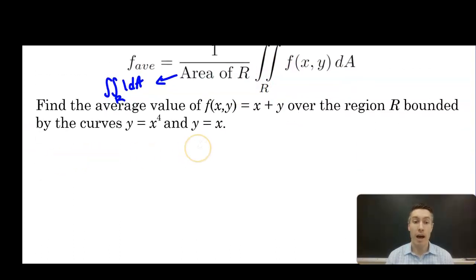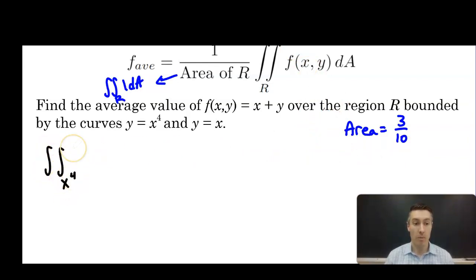So find the average value of the function x plus y over the region R bounded by the curves y equals x to the 4th and y equals x. So we already have that the area is 3 over 10 from the previous slide. We already have the region defined as well, so we don't need to draw it out. We can go right to our double integral.